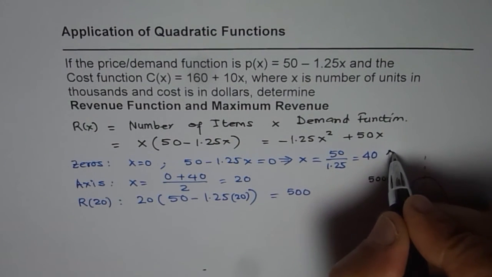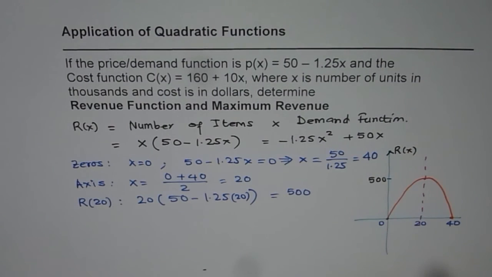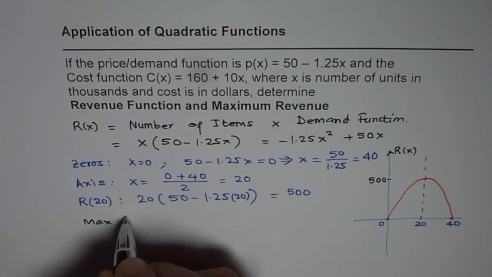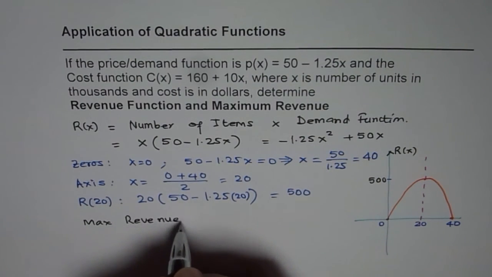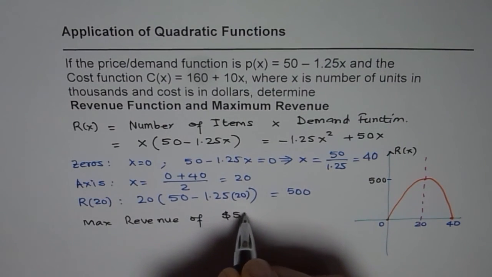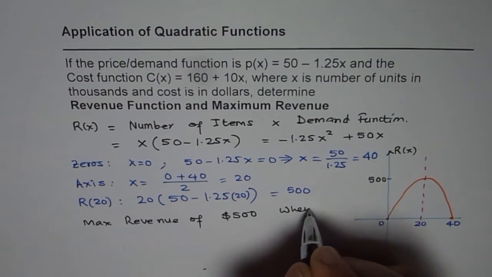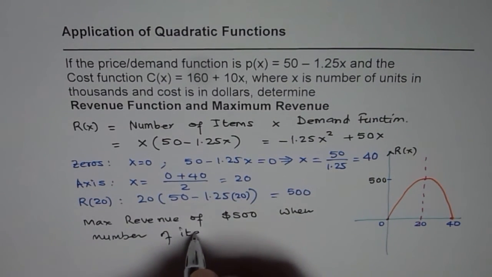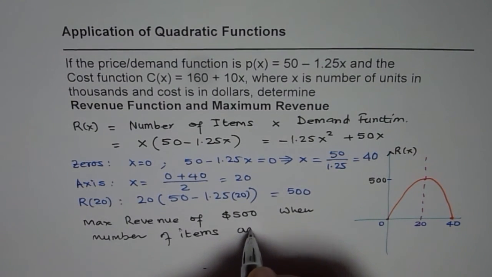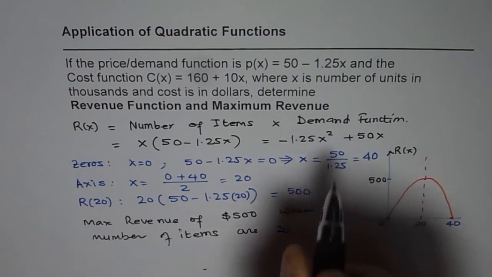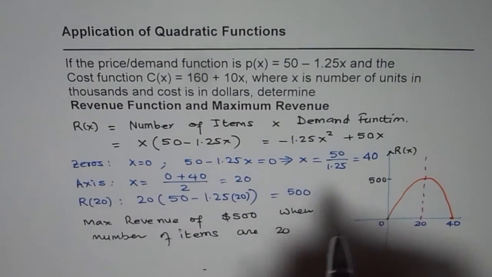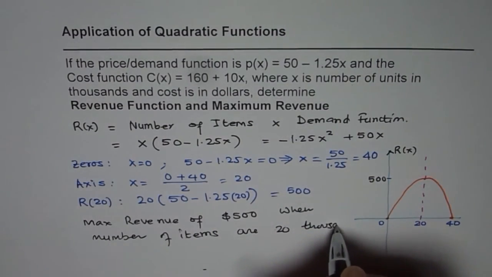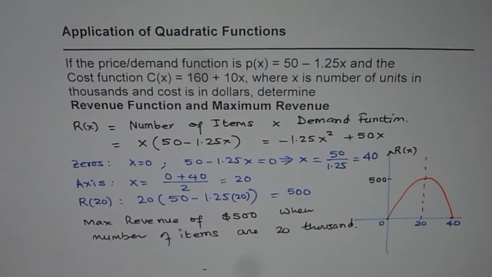Okay. So this is our revenue function. So we get maximum revenue. So the answer is that we get maximum revenue of $500 when number of items are 20, and since x is number of items in thousands, that is 20,000. So that is the revenue in this particular case, correct?